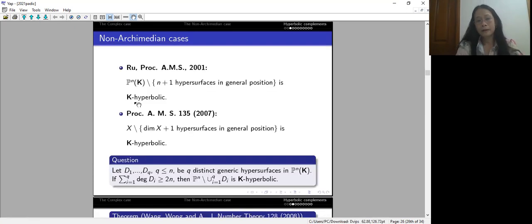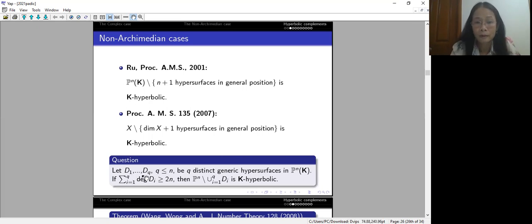At first, I want to say about the result first. The result says that in projective space of dimension n, n plus 1 hypersurfaces in general position have to be hyperbolic. And then I improve it to any variety: also n plus 1 hypersurfaces in general position have to be hyperbolic. And the question is here.